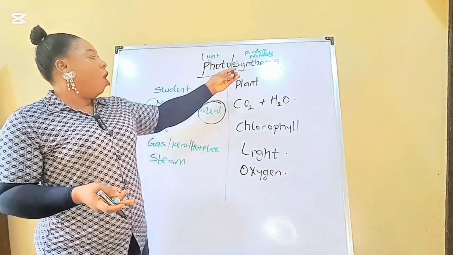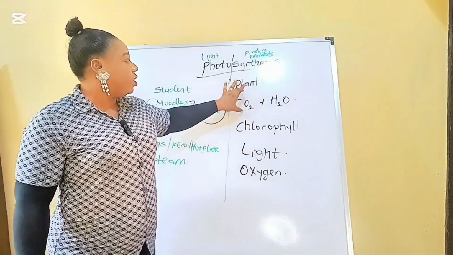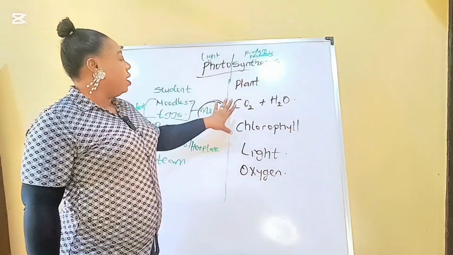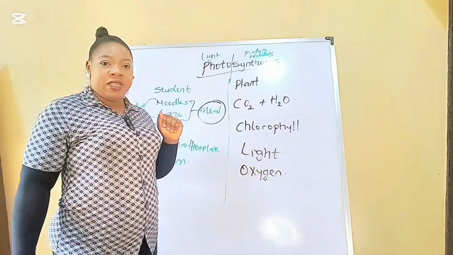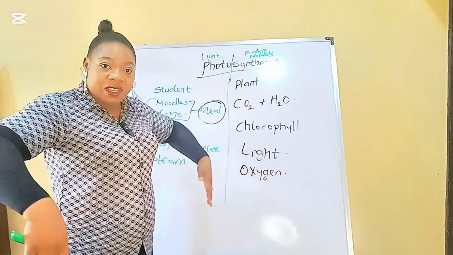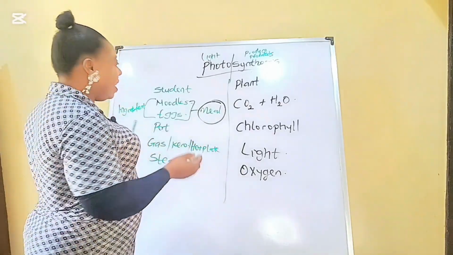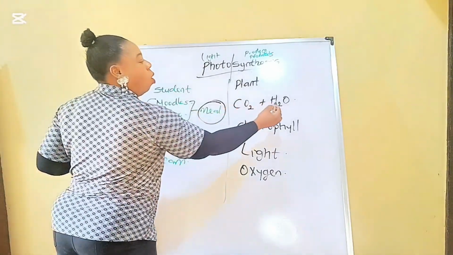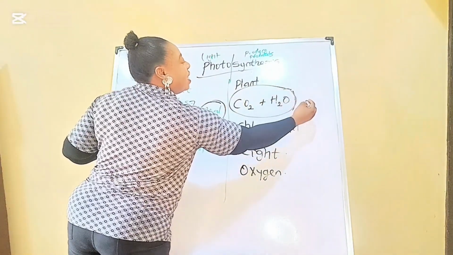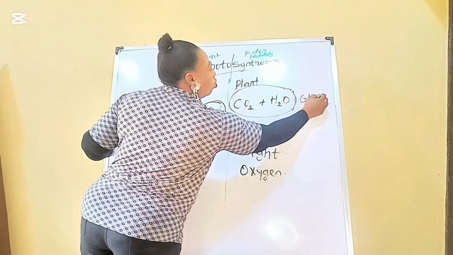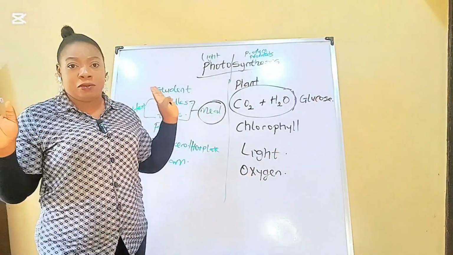So after all said and done, they already have their ingredients. They have the CO2 and the H2O. They put them in the presence of chlorophyll, and with the help of light, which is giving off the steam, which is the oxygen, they will now have their meal, like you also have here. But their own meal now is glucose. That is just what photosynthesis is all about.